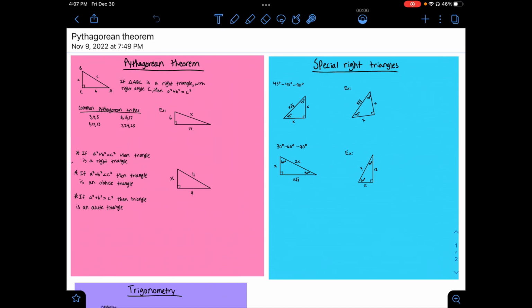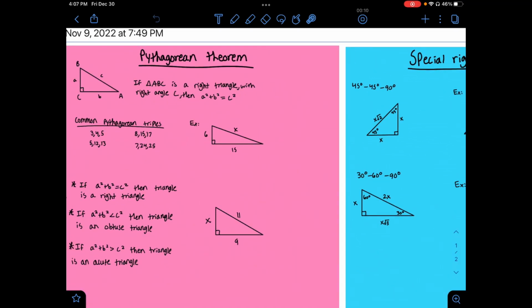Today we're going to be covering the Pythagorean theorem. The Pythagorean theorem is used for right triangles. It can only be used on right triangles. If it's a right triangle, then you can use the Pythagorean theorem, which is a squared plus b squared equals c squared. So this side squared plus this side squared is equal to the hypotenuse squared.